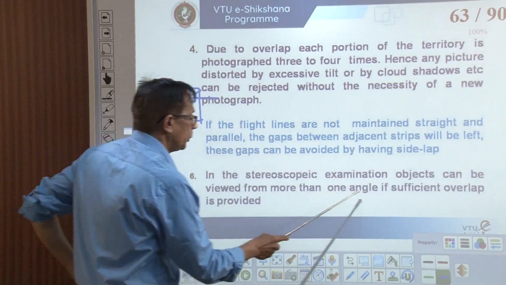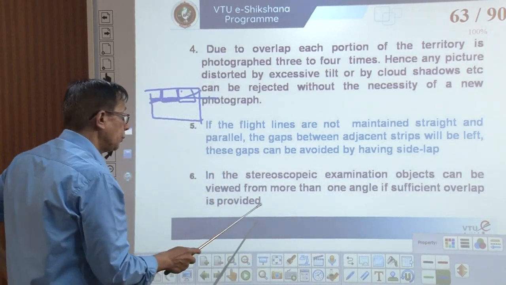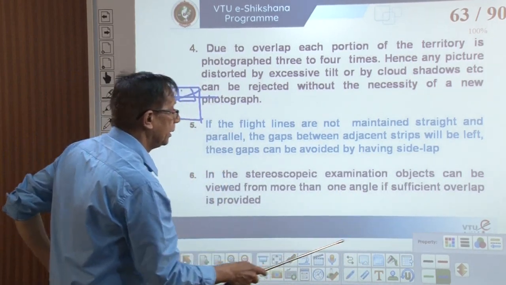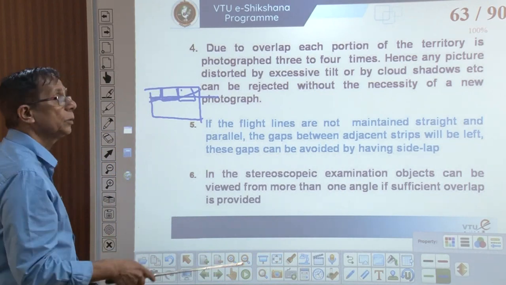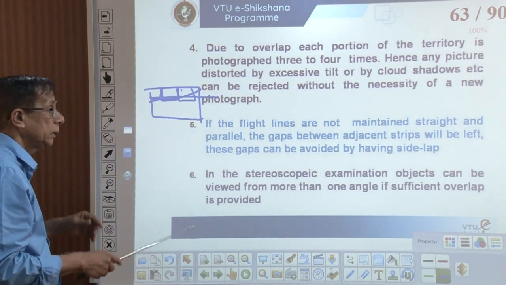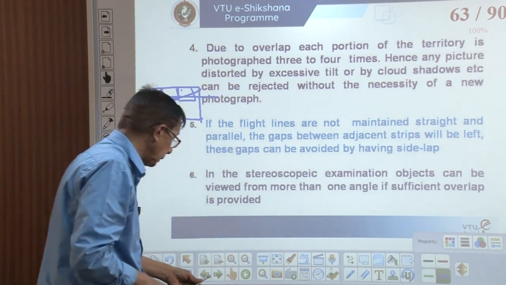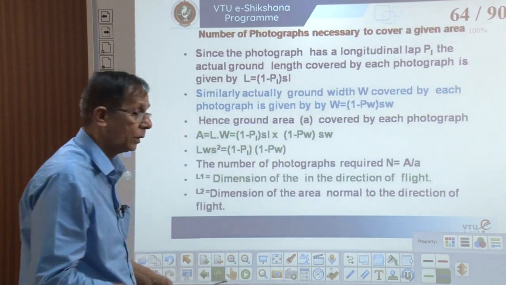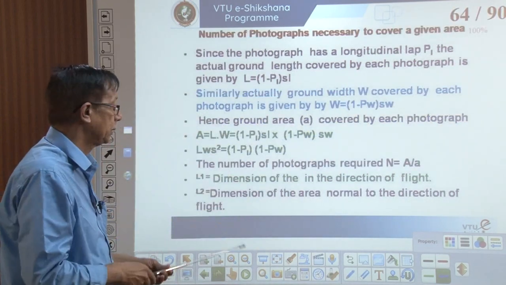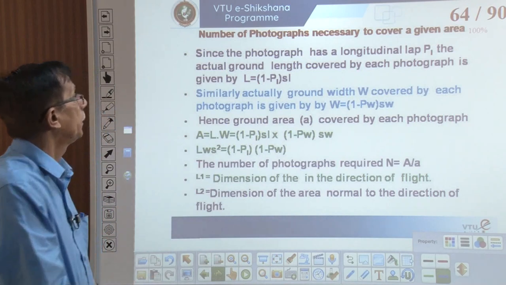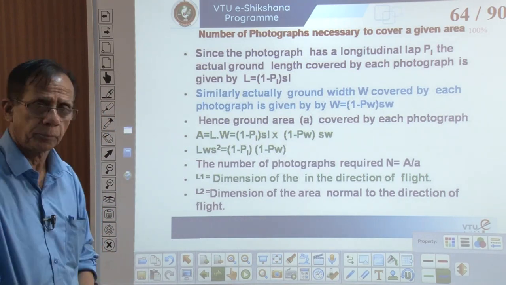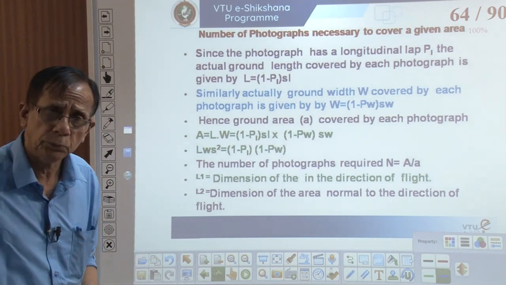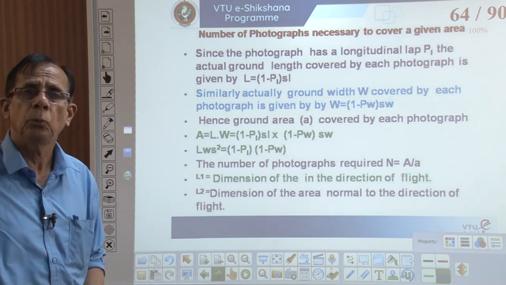In stereoscope examination, an object can be viewed from more than one angle if sufficient overlap is there. Then I will be able to get the three-dimensional view. Otherwise, I have to see only from one angle, and that will not give much information. Yes, all these we have to plan well in advance.